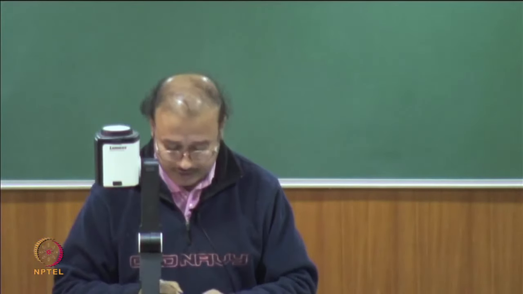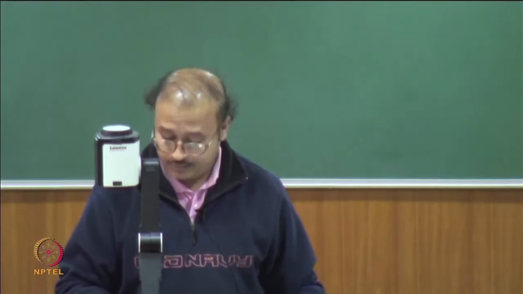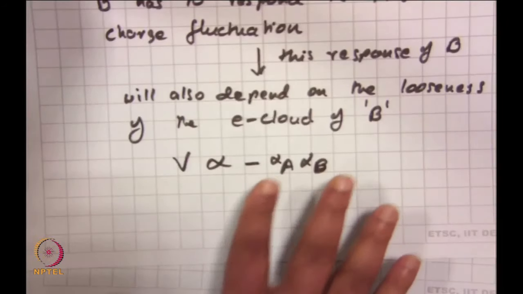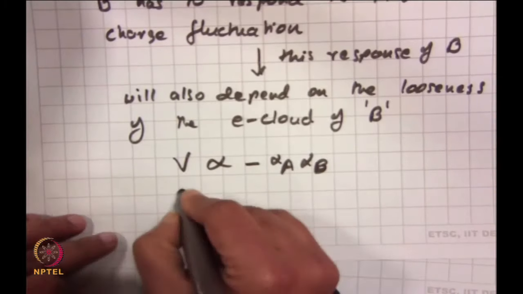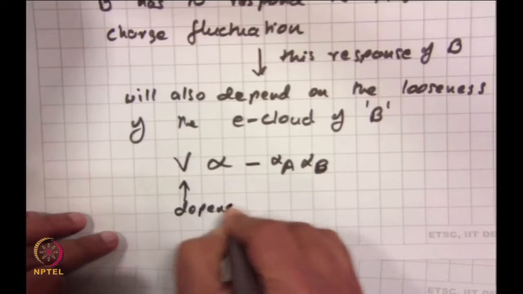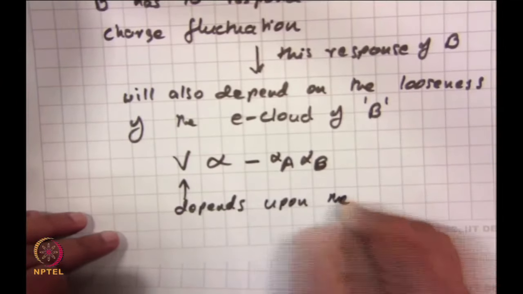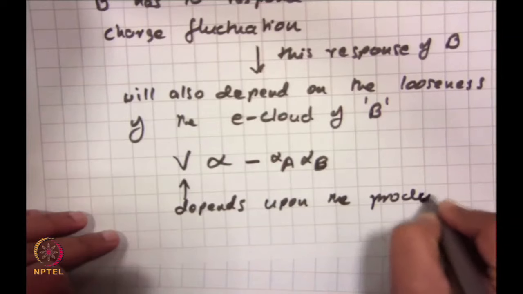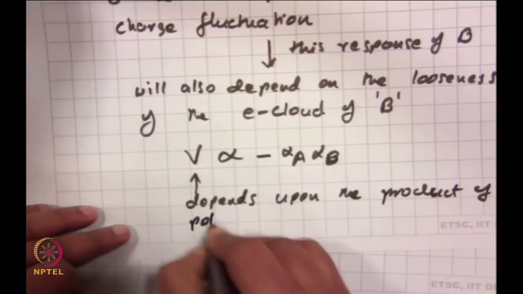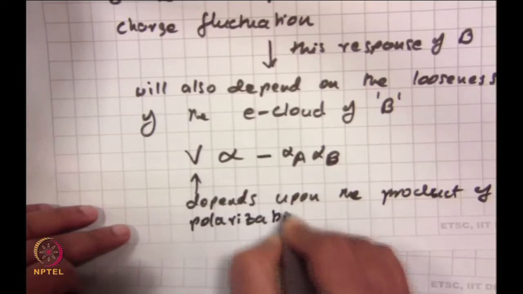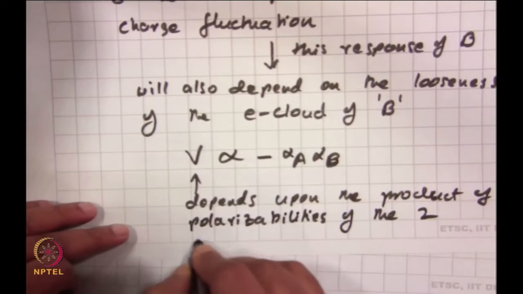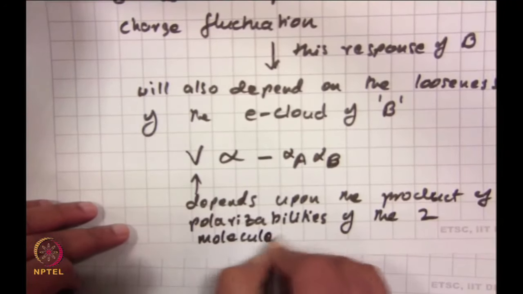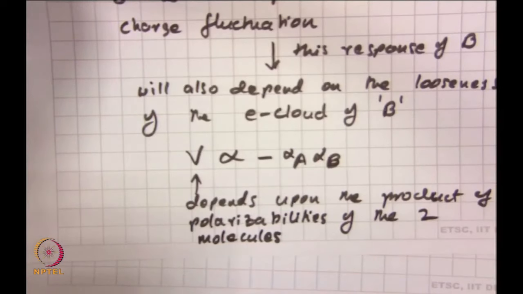So, for this, it is directly evident that it has to depend on the respective polarizabilities. Essentially, this depends upon the product of polarizabilities of the two molecules. Well, that is evident, that is clear, and that is very logical. But what about the distance dependence?